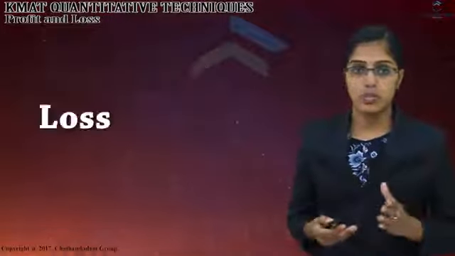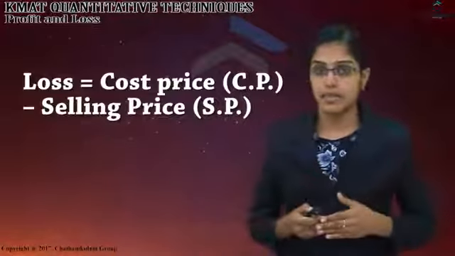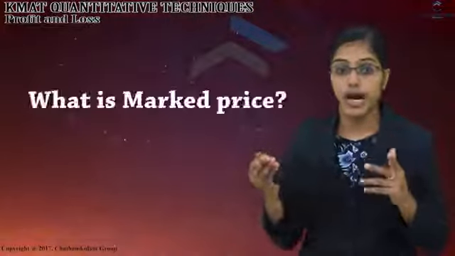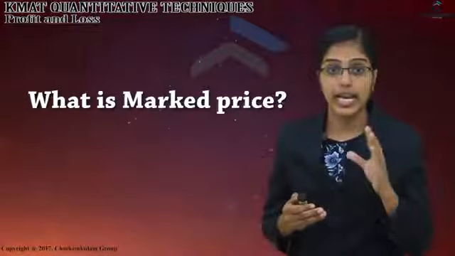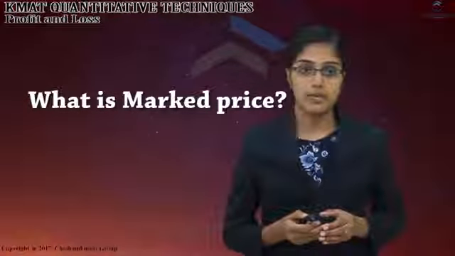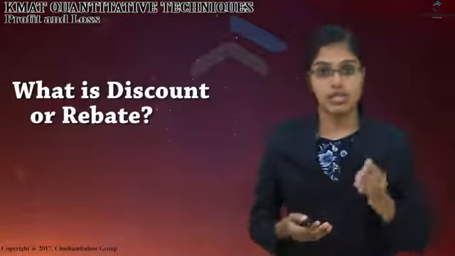Next one is loss. What is loss? If the selling price is less than the cost price, the difference between them is the loss incurred. Then the formula is loss is equal to cost price minus selling price. Profit or loss is always calculated on the cost price. Next, what is market price? Market price is the price marked as the selling price on an article, also known as the listed price. Next, discount or rebate. Discount means the reduction in the price offered on the market or listed price.